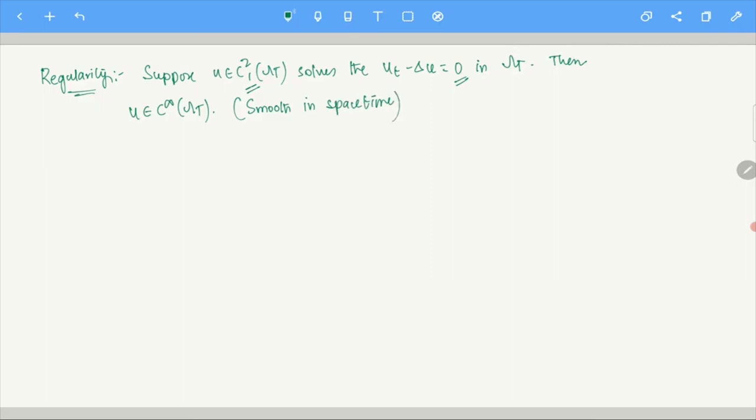Okay. A small remark on this is the following. On the boundary you have some information, okay? So let u attain non-smooth boundary values on the parabolic boundary Gamma_T. Still the assertion holds.